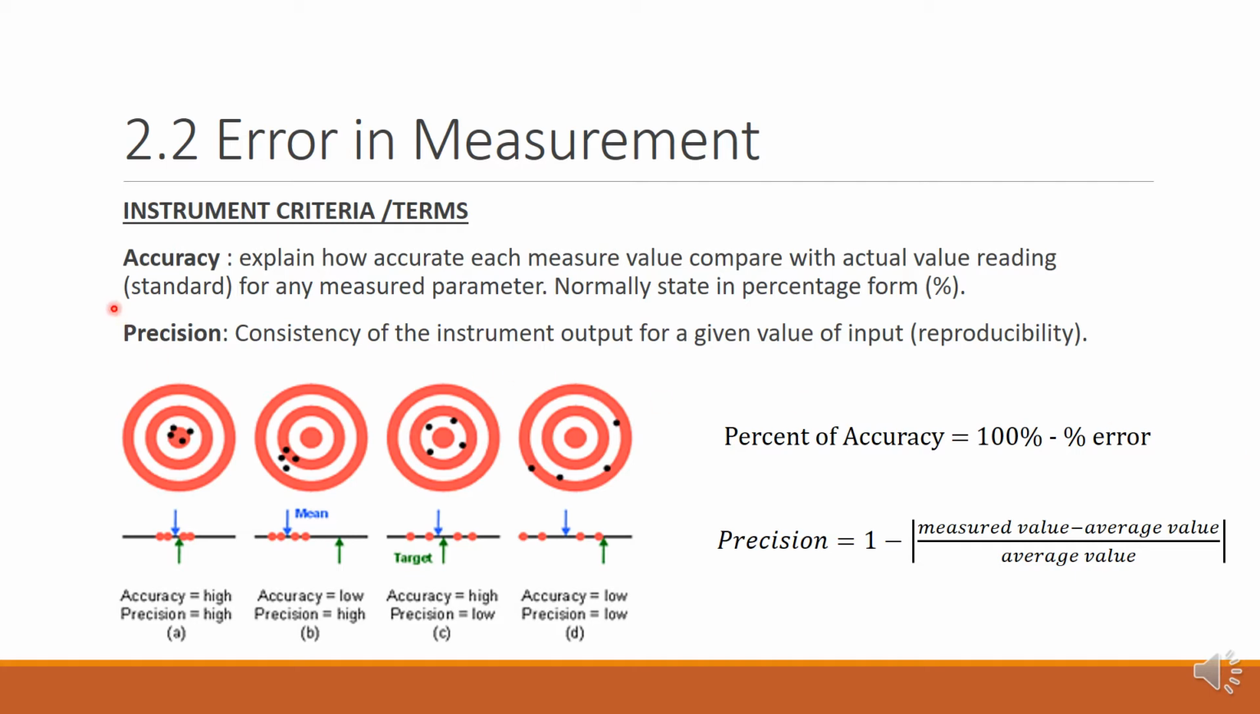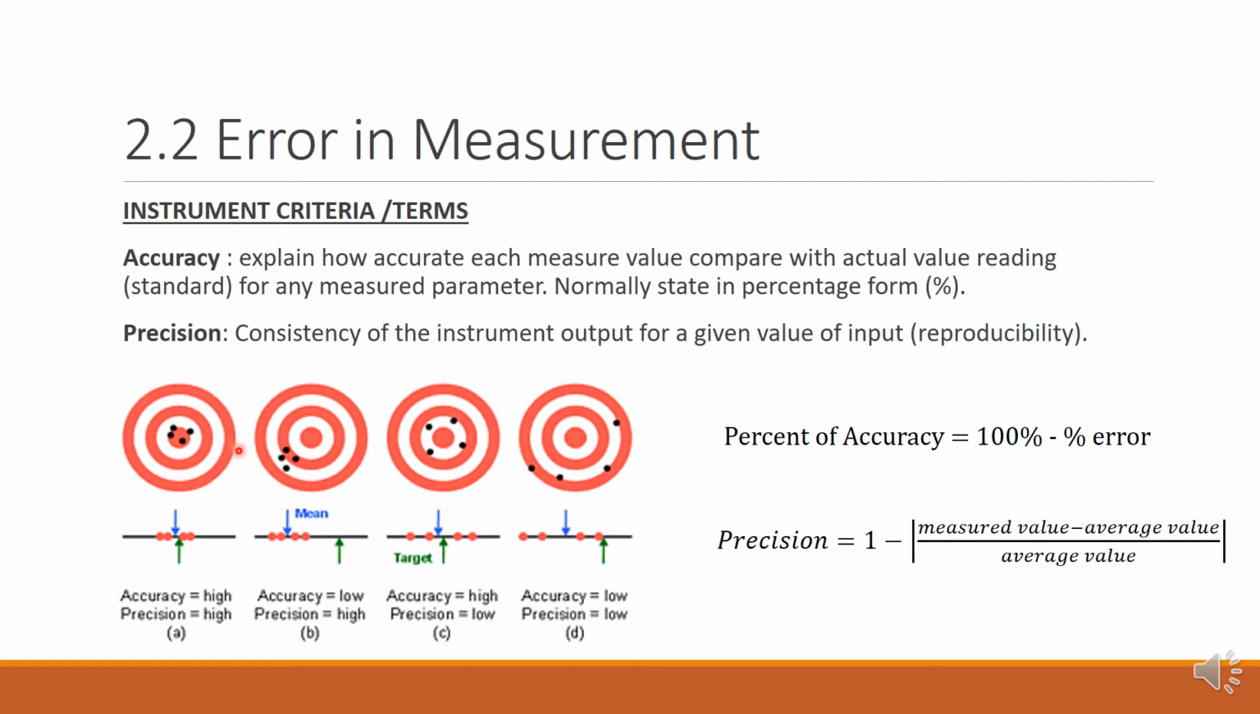Another significant criterion for an instrument is precision. Precision of a measurement is a quantitative or numerical indication of the closeness with which a repeated set of measurements of the same variable agree with the average of the set of measurements.